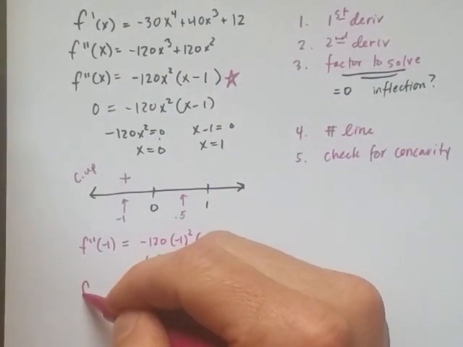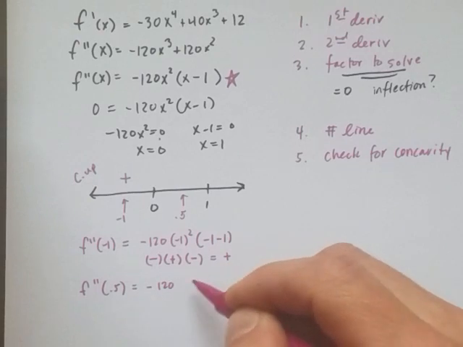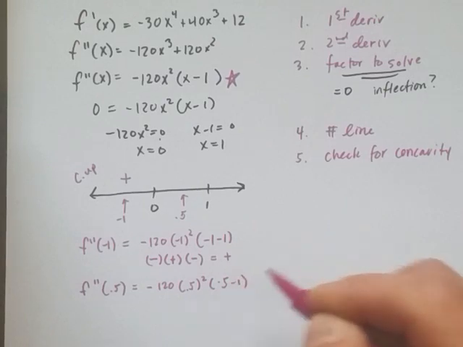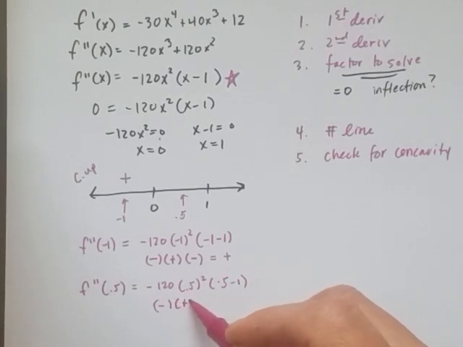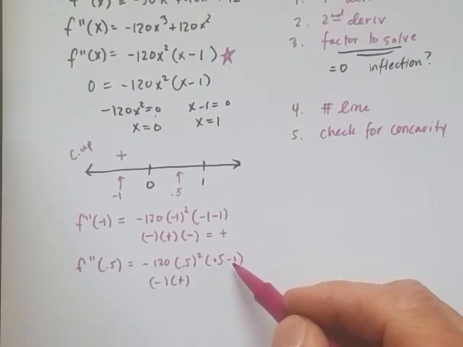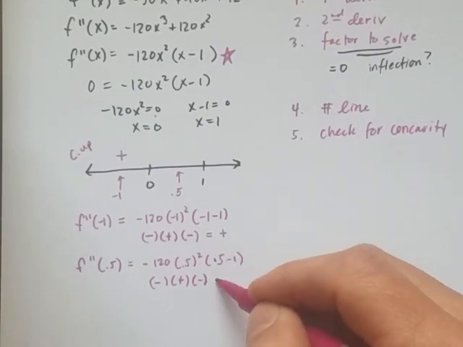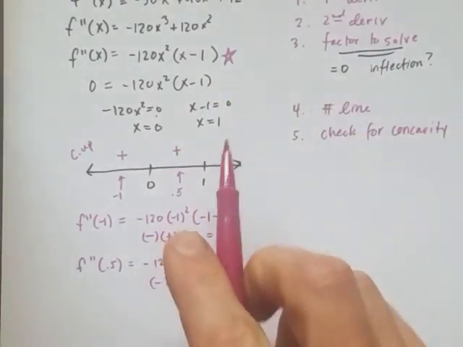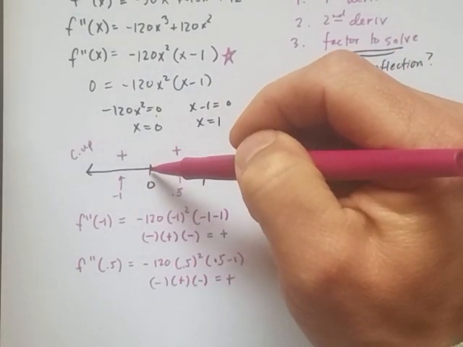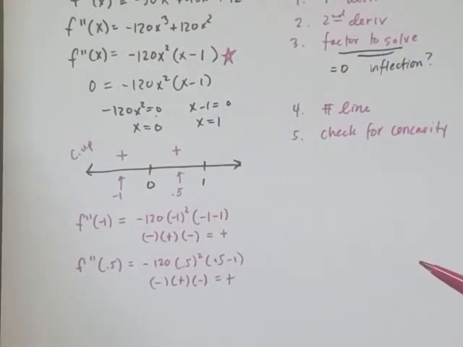I'm going to use 0.5. So let's find f double prime of 0.5. And that's going to be negative 120 times 0.5 squared. And then I'm going to have 0.5 minus 1. So I still have a negative 120. I still have a positive because a positive times a positive. And then remember that actually 0.5 minus 1, I'm taking away more than I have. 1 has a greater absolute value than 0.5, so that's going to stay negative. So if I multiply two negatives together, I still get a positive. So in this entire area, it goes from concave up, and it stays concave up. Well, that means that this cannot be an inflection point because it has to change concavity in order for it to be an inflection point.